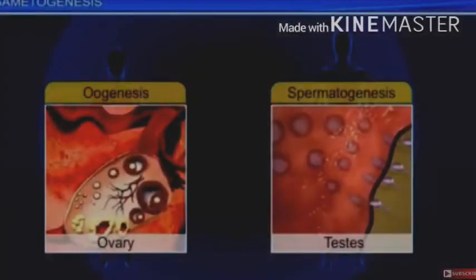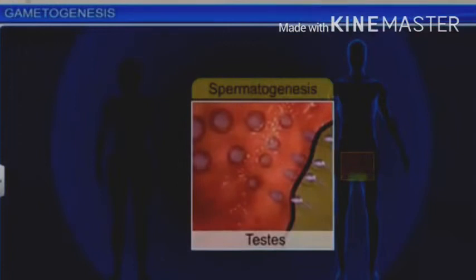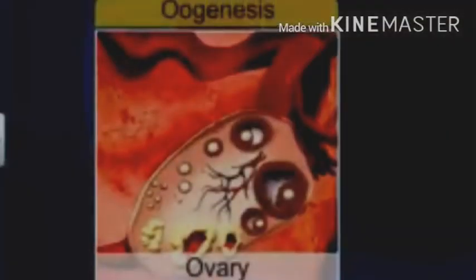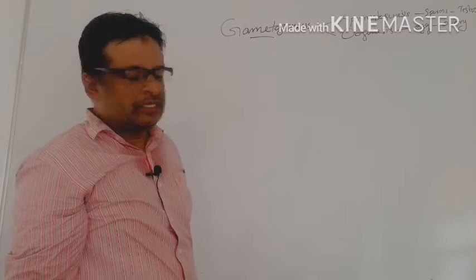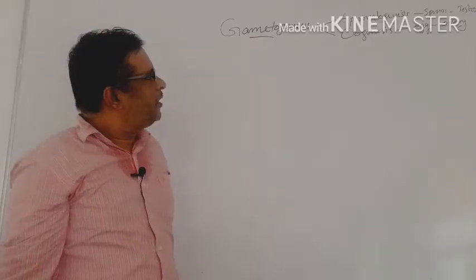In man, gametogenesis involves two processes, namely spermatogenesis and also oogenesis. Spermatogenesis is the formation of sperms in the male reproductive organ, that is the testes. And oogenesis is the formation of the egg, the female gamete, the ovum. So in this class, we will discuss spermatogenesis in an elaborate manner.